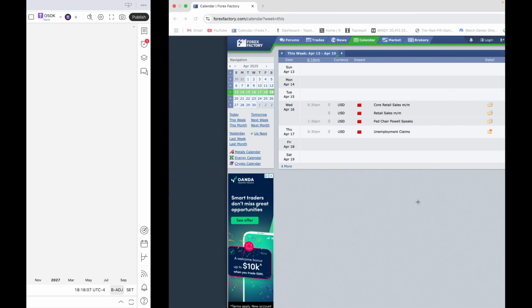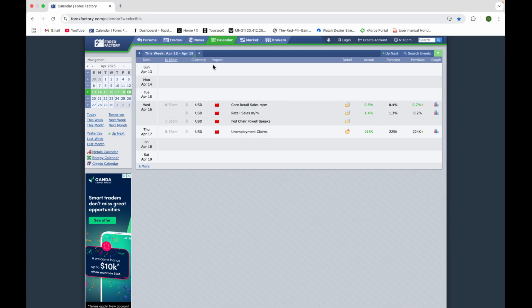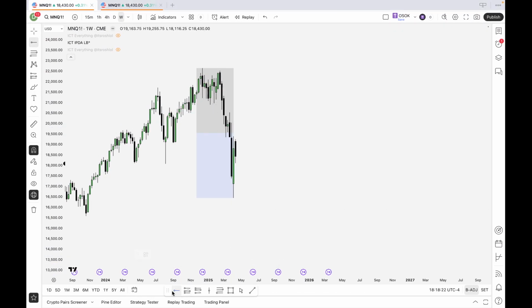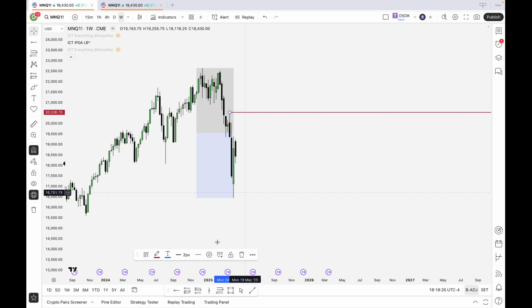So, first, I'm going to bring your attention to the economic calendar for last week. Before looking at the charts, the days I'm interested in trading are Wednesday and Thursday. If you recall in my last weekly outlook, I was looking for this weekly buy side here, which you can see hasn't been reached.